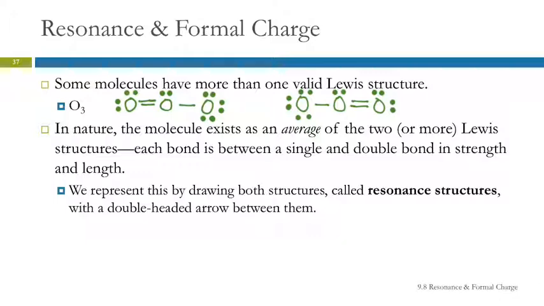And so the best we can do in Lewis theory is to draw both possibilities and put a double-headed arrow between them. And we call this resonance, which gives us sort of a mistaken image of this, that it's resonating between, that the bonds are going back and forth. That's not actually what's happening. These are called resonance structures.